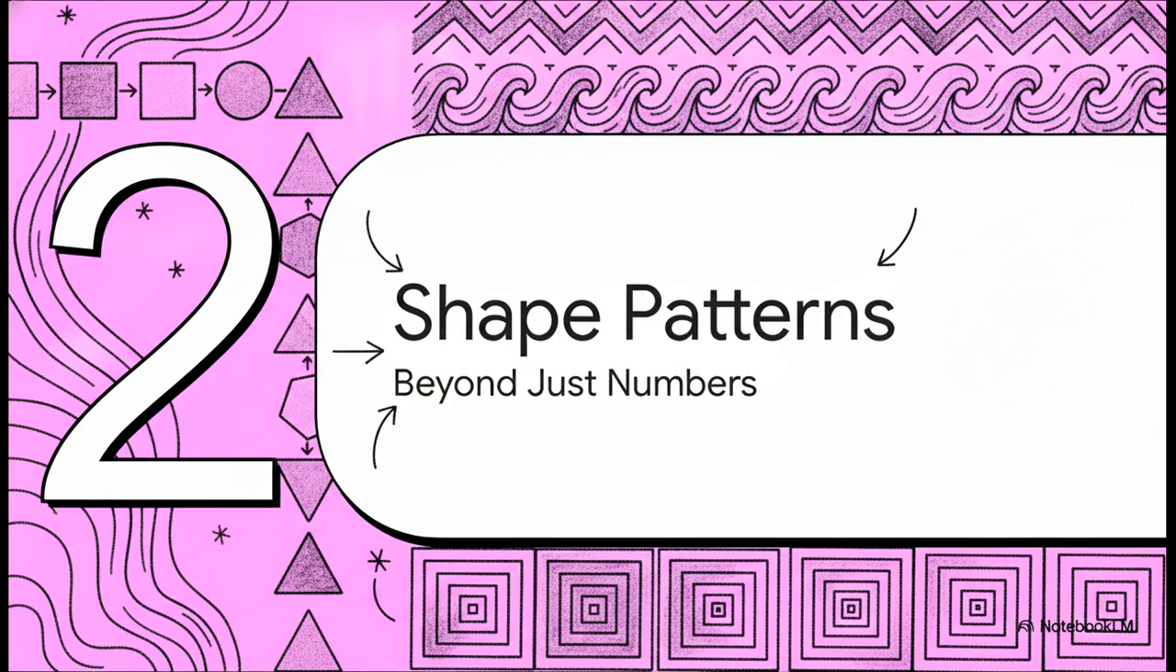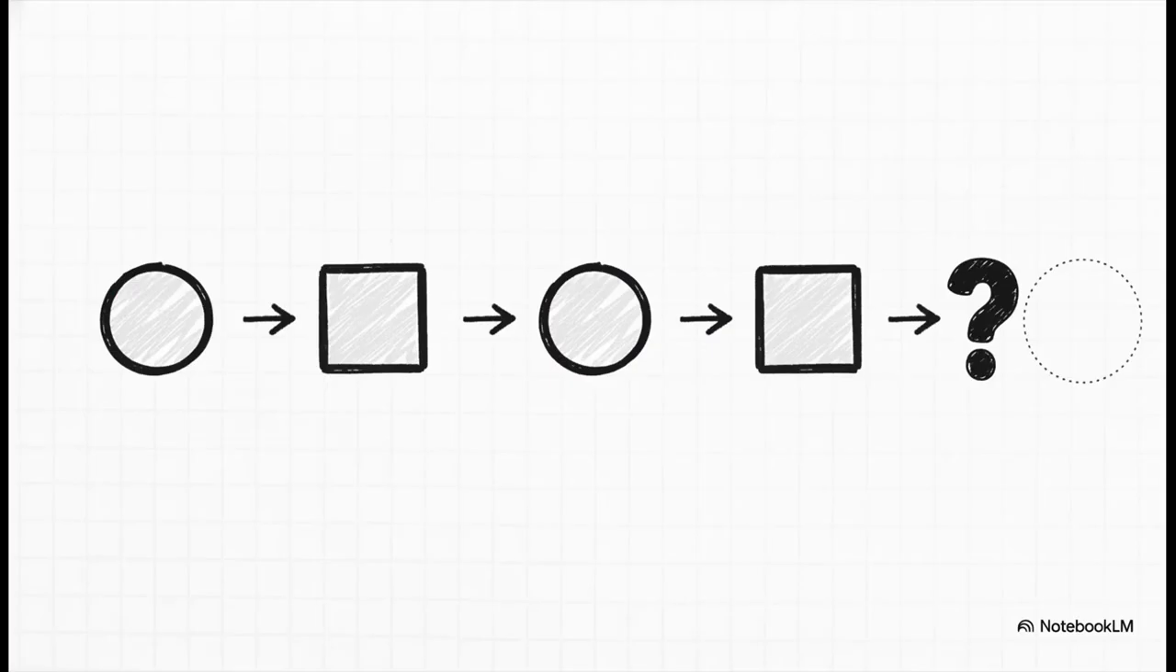Section 2. Shape patterns beyond just numbers. Take a look at this sequence. We've got a circle, then a square, then a circle, then a square. So what logically has to come next? Well, because we've established that repeating sequence, you instinctively know the missing shape is, of course, a circle.